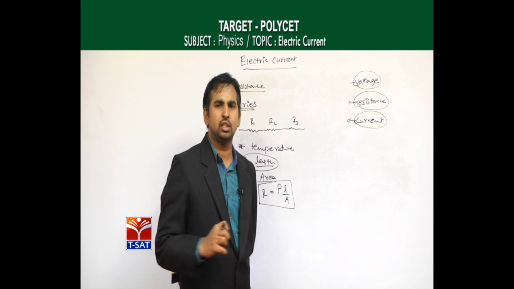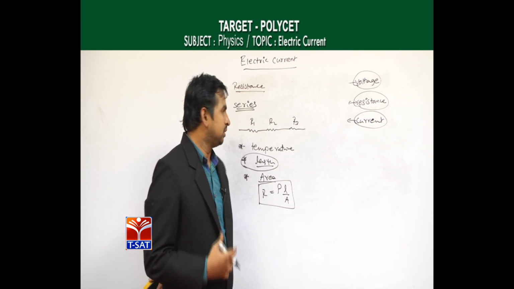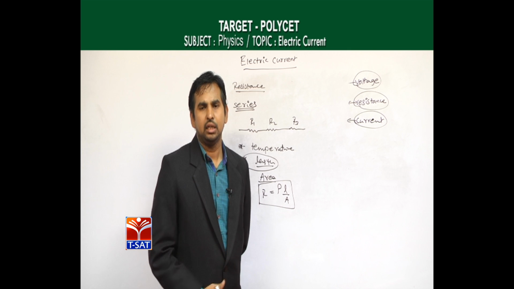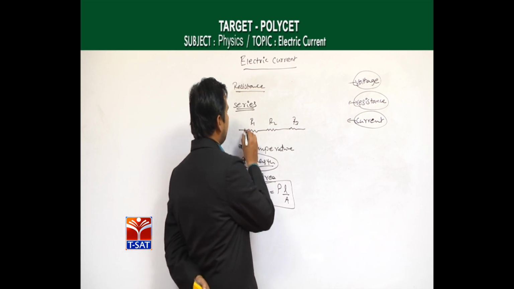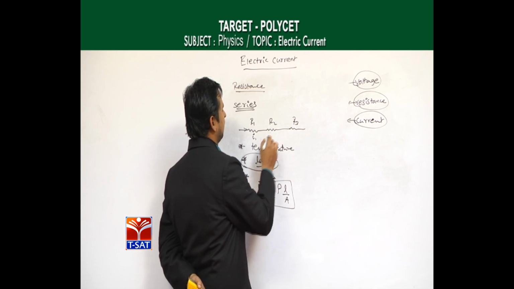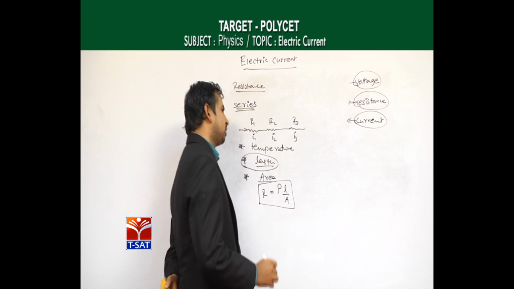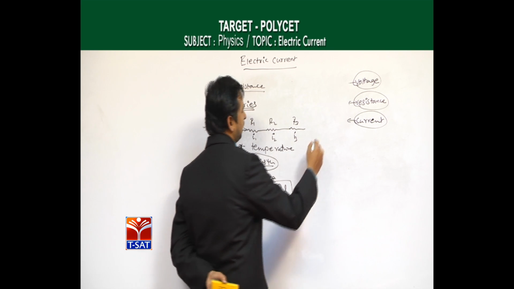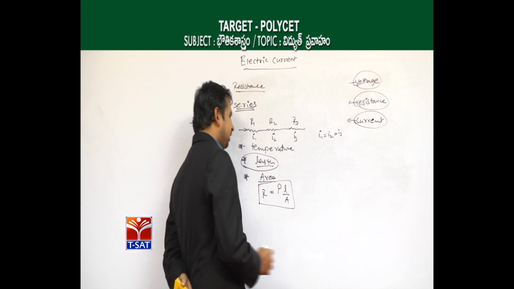When you are arranging all the resistors in series, what about the current? The current passing through them remains the same. Whatever current passes through R1, the same current passes through R2, and the same current passes through R3, which means I1 is equal to I2 is equal to I3.